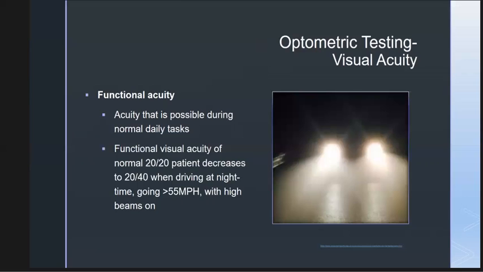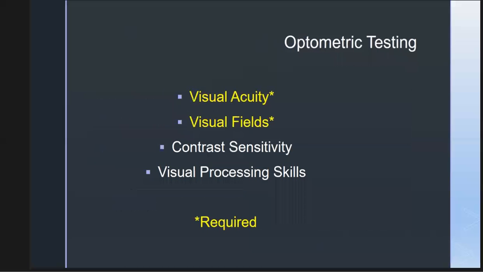And I think an important statistic here is that the functional acuity of a normal 20/20 patient is decreased to 20/40 when they are driving at nighttime, going greater than 55 miles per hour with their high beams on. I think this is significantly important for those patients that are on the cusp of meeting those restricted cutoffs. So make sure that you educate your patients: at nighttime, you are not going to see as well as you should, and you need to be conscientious and cognizant of your vision while you're driving to make sure that you are keeping yourself and others safe.